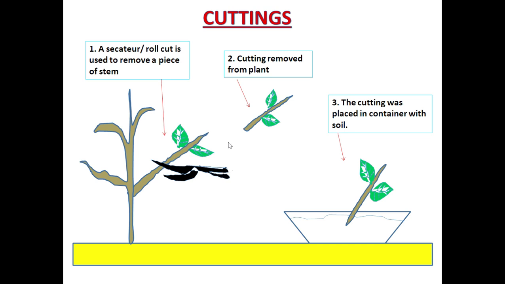Number 2, you would remove that cutting. And 3, the cutting was placed in a container with soil. It depends on where you have your nursery. In this diagram, that cutting was prepared and placed into a container with soil, and it will be left there to grow and develop into a new plant.